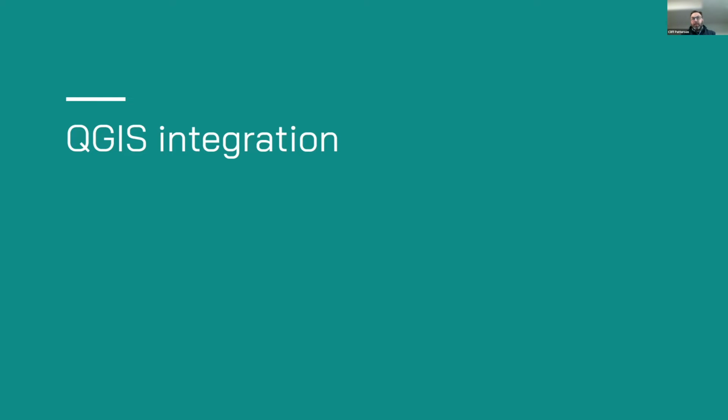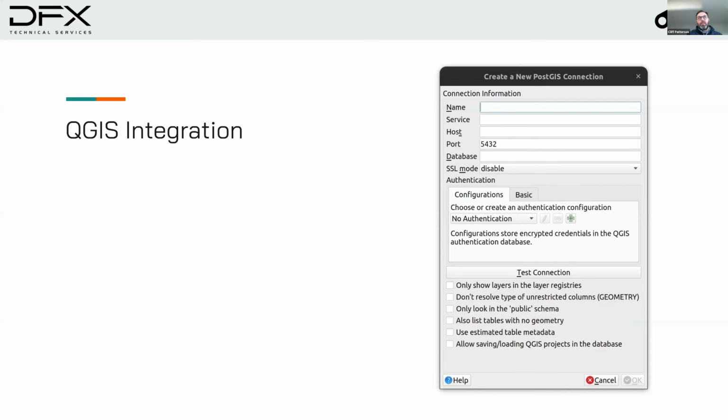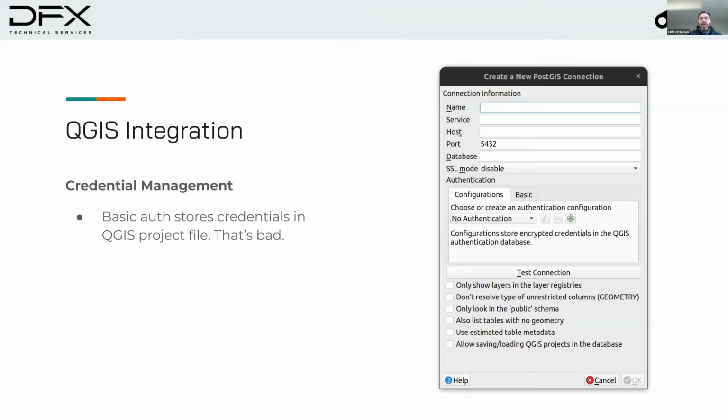So we have this database set up. We'll be able to create projects quite easily. What's the next thing that we have to do? We need to create the new connection. And the best way of creating a connection to a PostGIS database in QGIS is by using the configurations. So this is something you should use instead of using basic authentication.